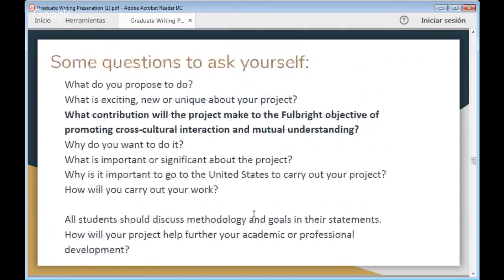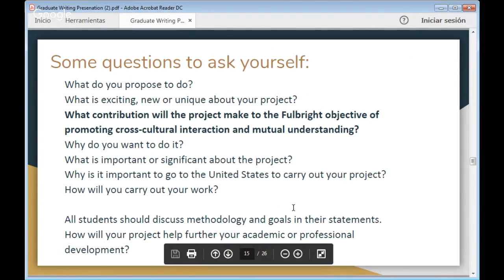So here are some questions to ask yourself when you're beginning to write your study research plan. What is it that you propose to do, or what's exciting or new about your project? Why does it really interest you, and why are you really passionate about it? This particularly for the Fulbright program grant. How does it promote cross-cultural interaction and mutual understanding?